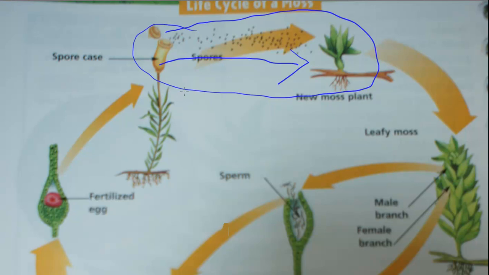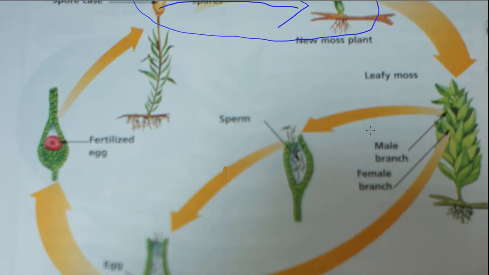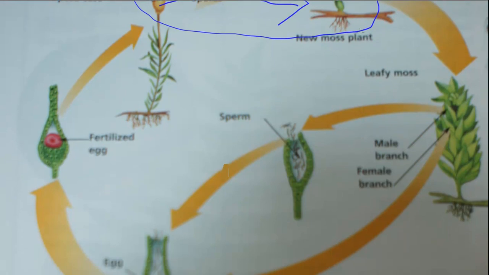Most spores grow into leafy moss plants that have male branches and female branches. The male branch produces sperm, male sex cells. So here, most of these plants grow into something that has male and female. When there's a male branch, they produce sperm, and a female branch, they produce eggs.